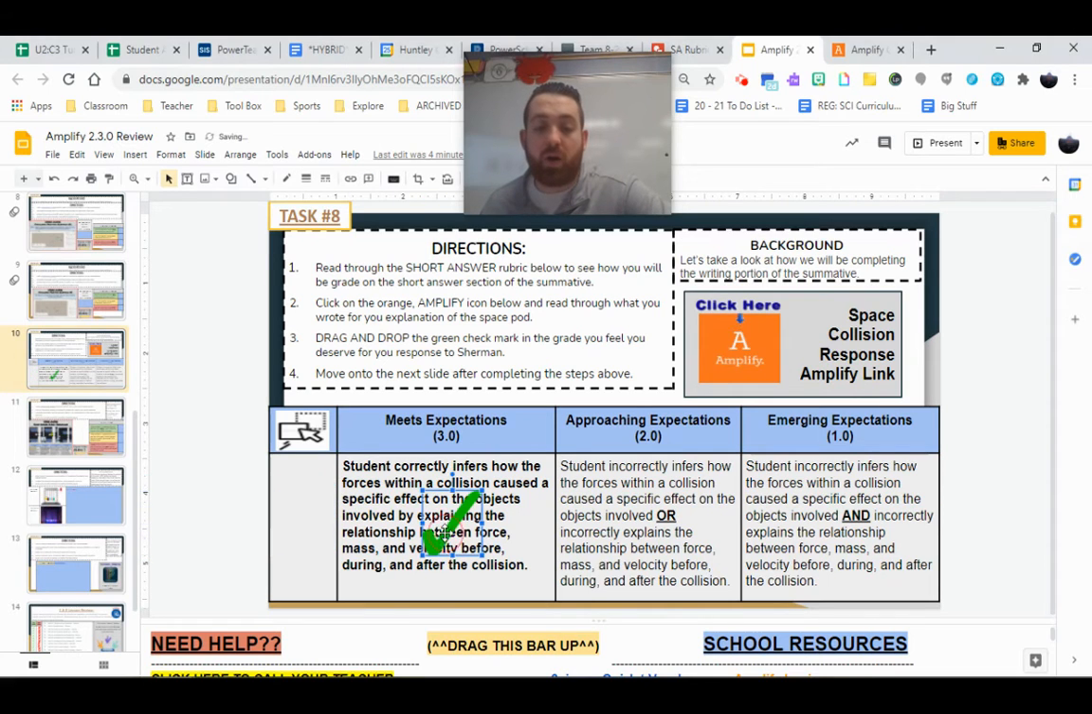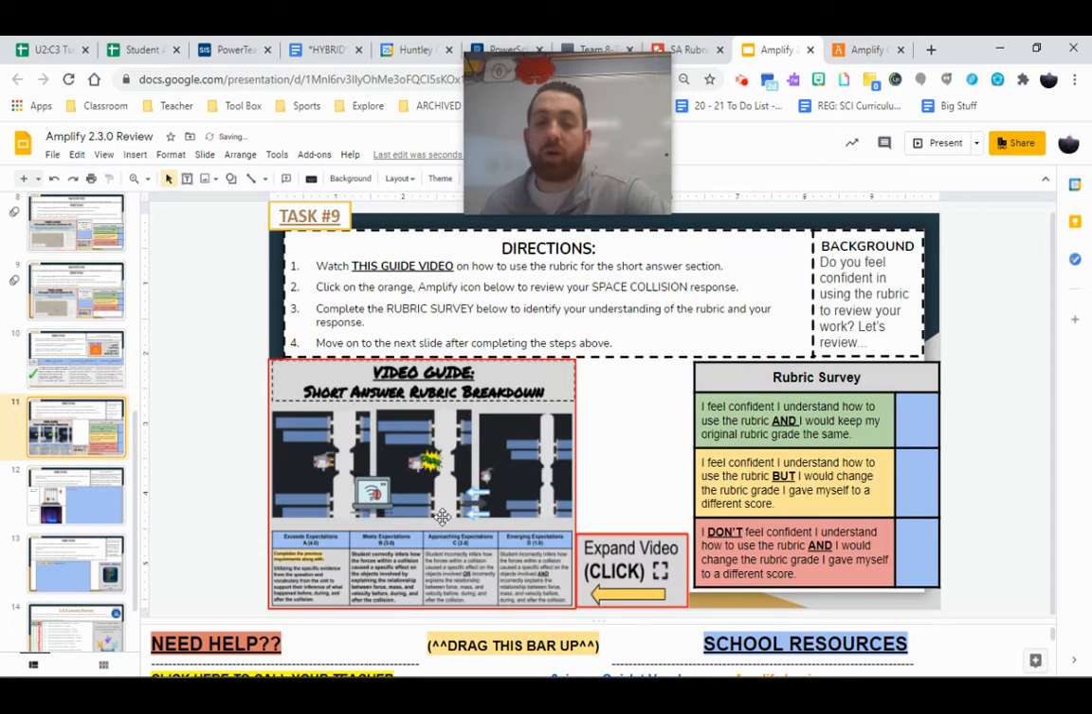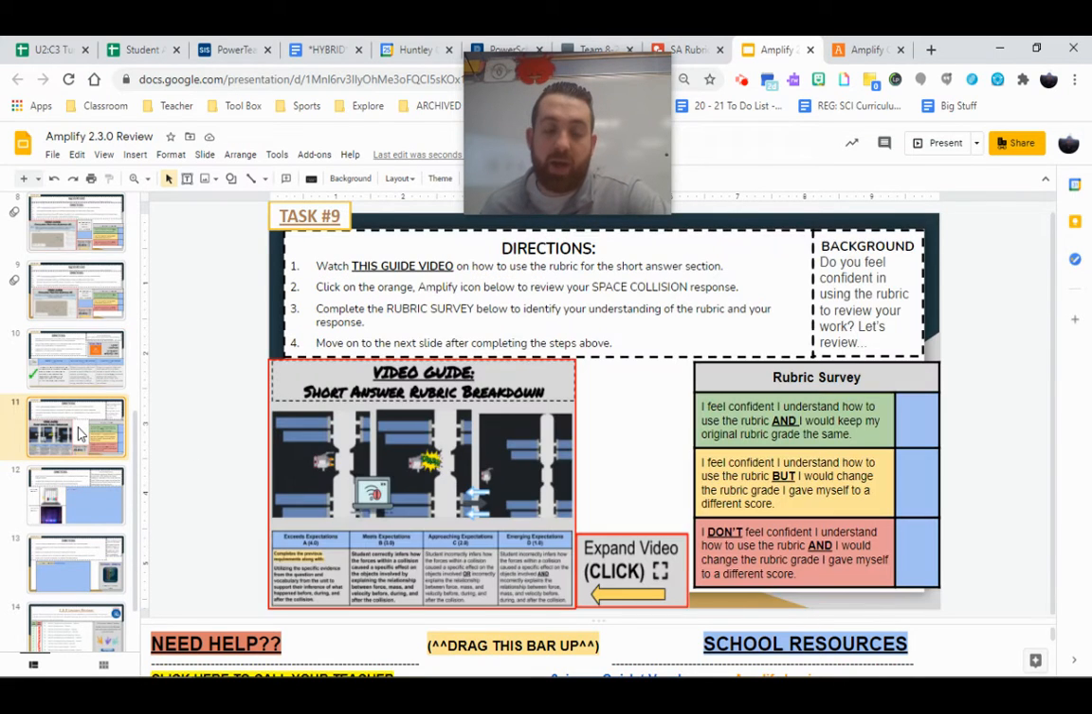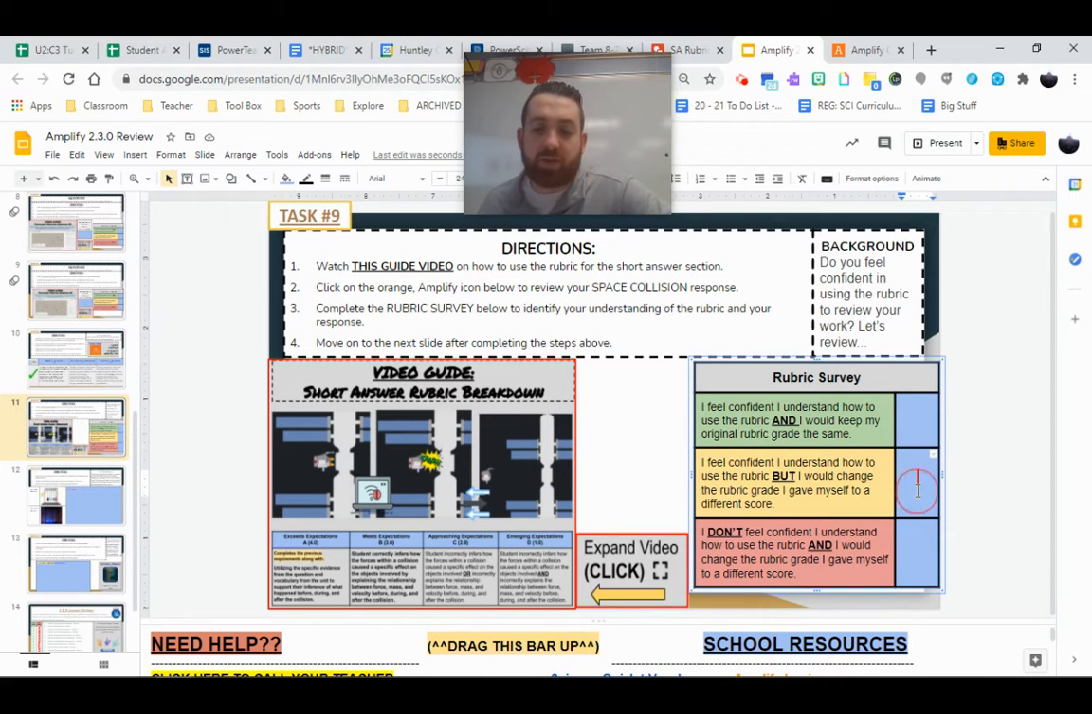So hopefully we put our green check mark in the grade that we feel we deserve, because now we're going to break down what a good example is, an example that would get us high marks in the meets expectation, if not higher. And then based on how I break that down, you'll answer the survey question. Did we give ourselves a decent grade compared to what I showed you? Do you feel you deserve a better one? And then from there, we'll break things down.